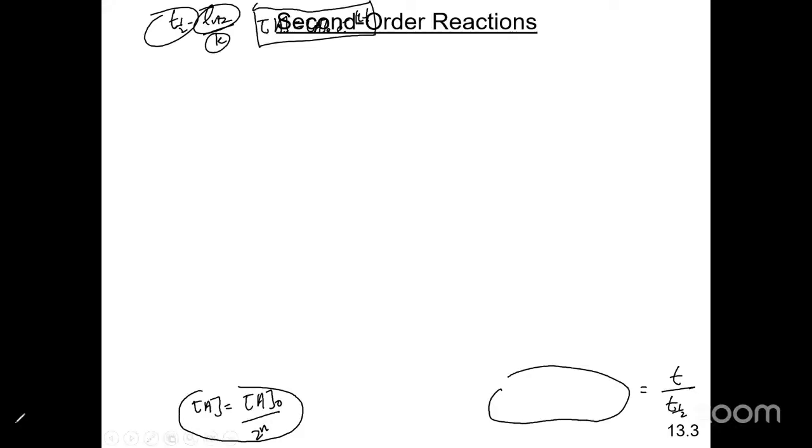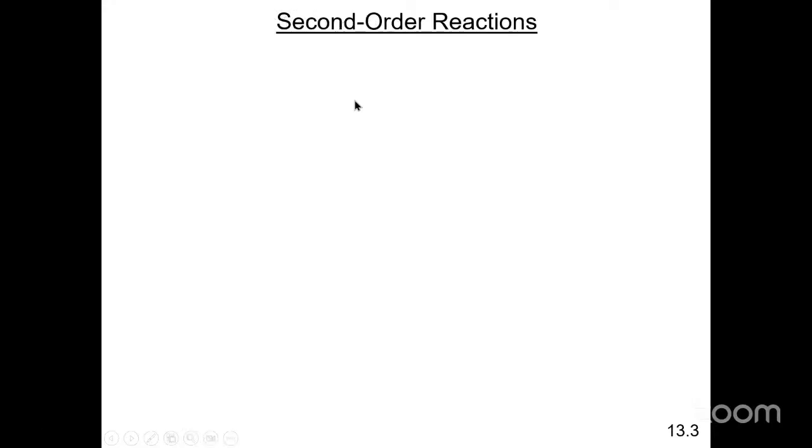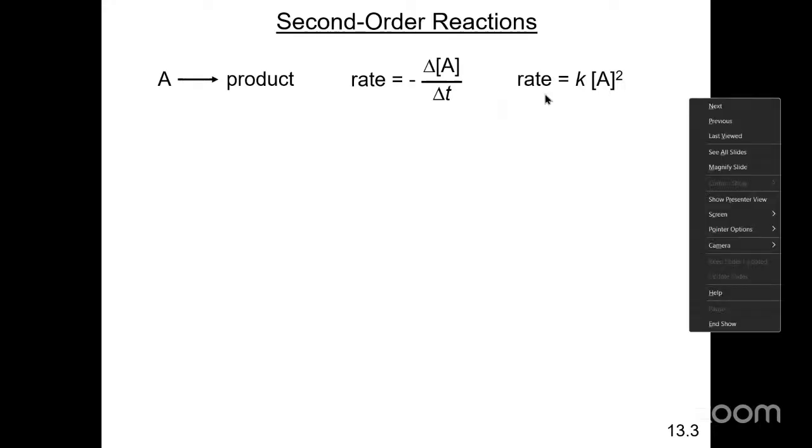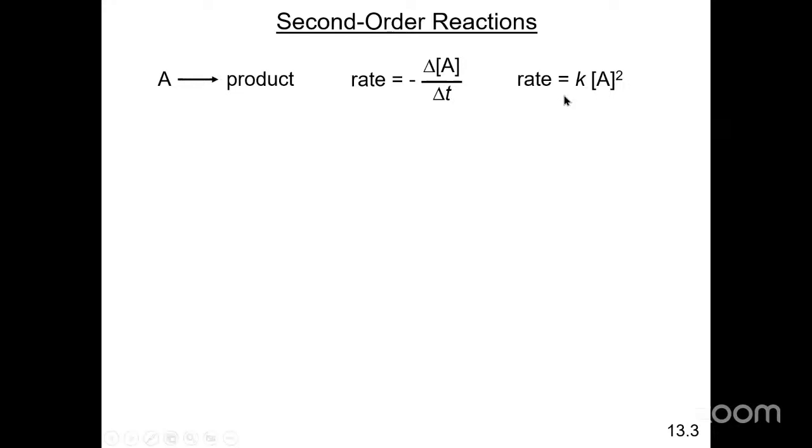So let's look at second order reactions. In the case of second order reactions, where you have the reactant forming the product, the rate law would be this right here: rate is equal to k times the concentration of A raised to the second power. Based on this equation, we can figure out that k would be equal to rate divided by the concentration of A squared.